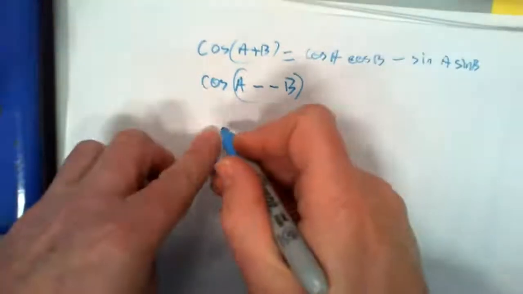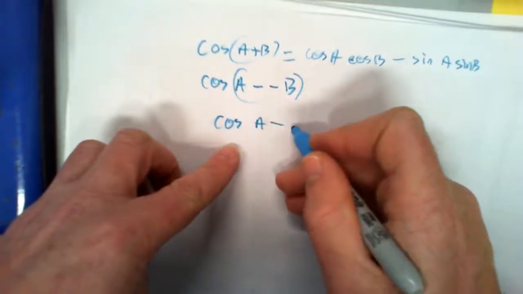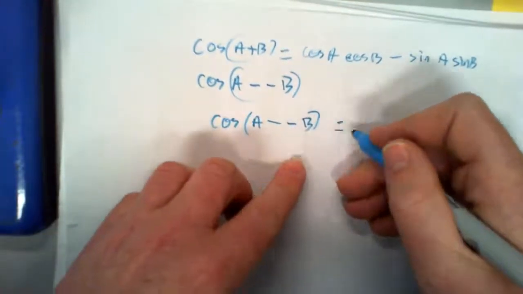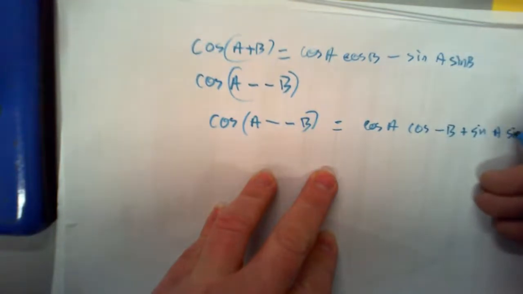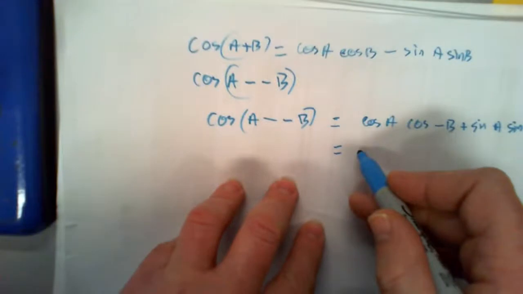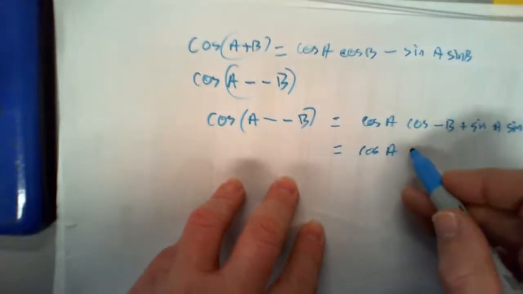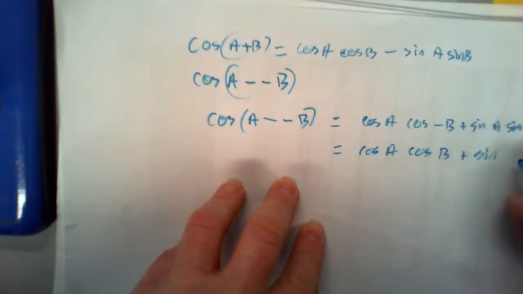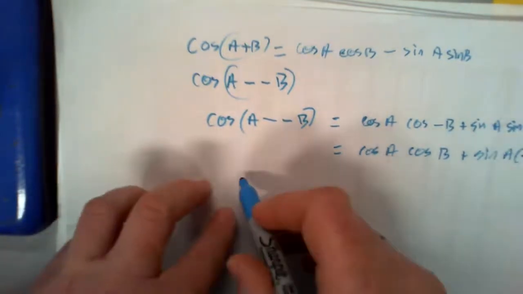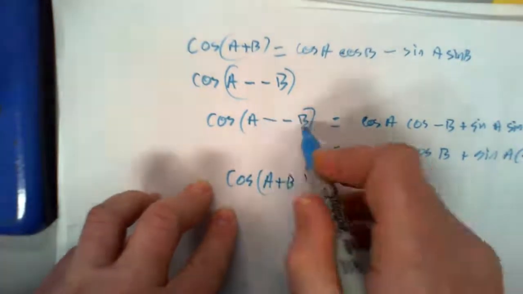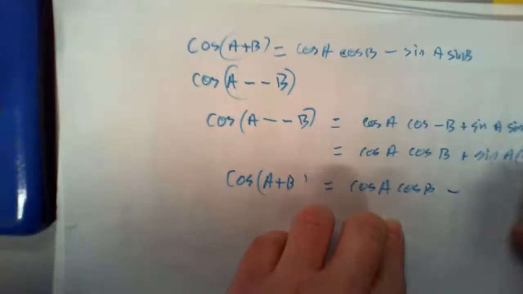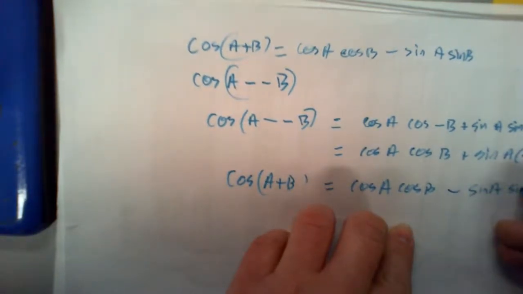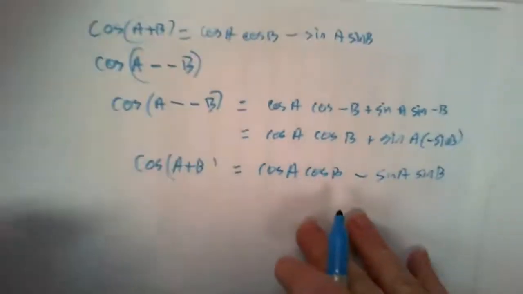Okay, and of course that'll be cos of A minus B. It's going to be equal to the cos of A by the cos of minus B plus the sine of A by the sine of minus B, which is equal to cos of A by the cos of B plus the sine of A multiplied by minus the sine of B. And then, of course, that gives you the cos of A plus B, two minuses give you a plus, is equal to cos A cos B minus, bring the minus out, sine A sine B. Okay, there's your second proof.